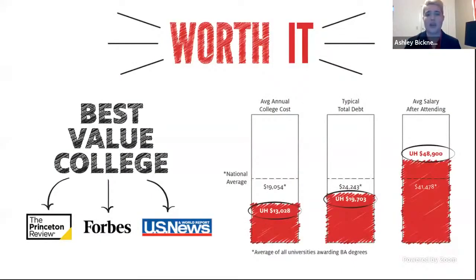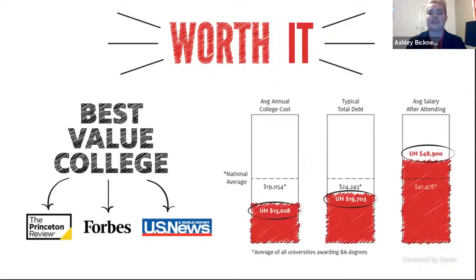So one other thing I want to cover is the value of the University of Houston. I think you might have heard a little bit of this in the welcome session, but we are known as Best Value College by Forbes and the Princeton Review. When you look at the data here, the average annual college cost for 4-year institutions is about $19,000 per year. The average UH student is only paying $13,000. Typical total debt upon graduating from a 4-year institution is just over $24,000, whereas the average UH student is graduating with less than $20,000 in debt.